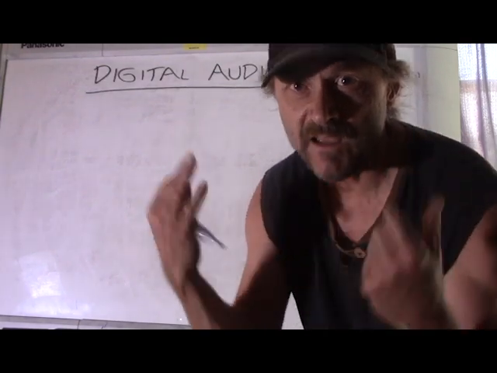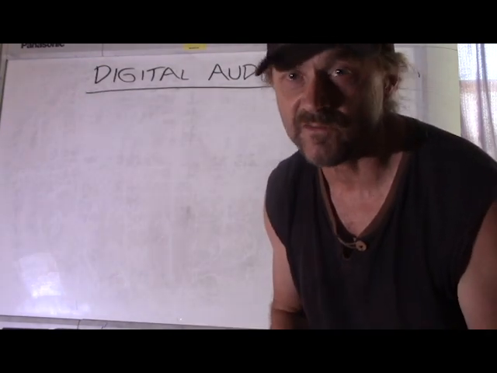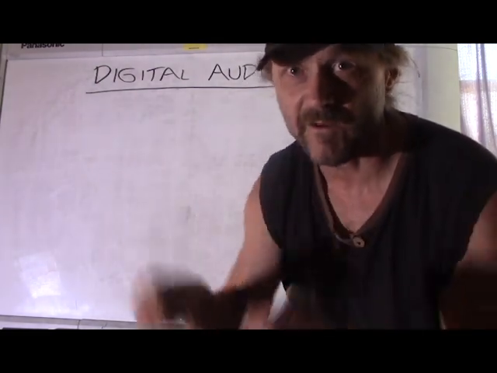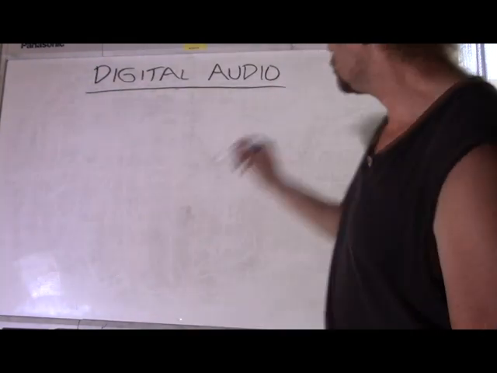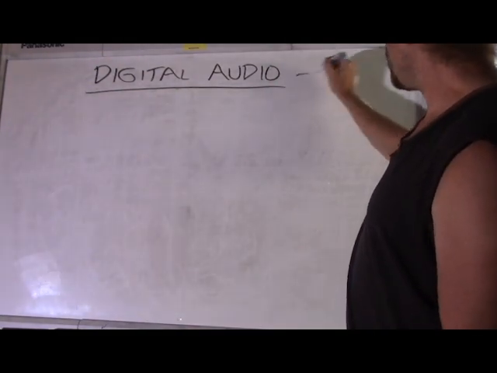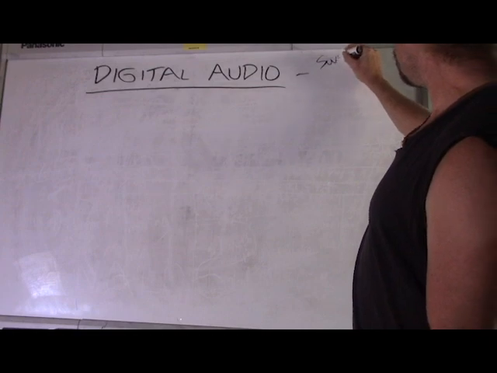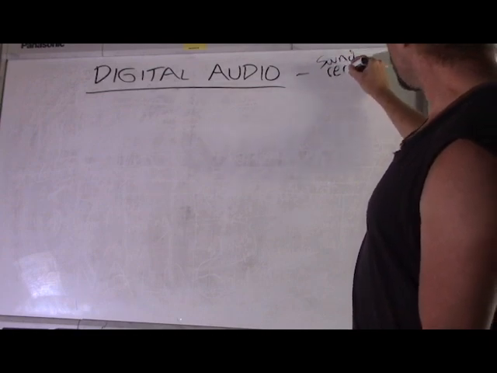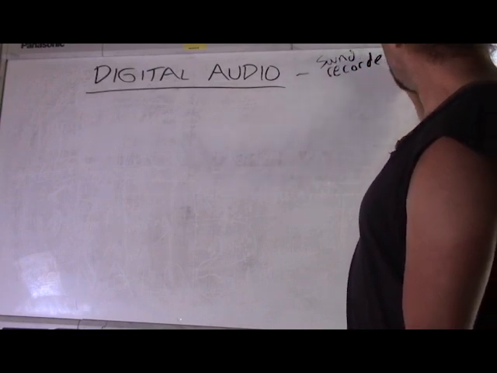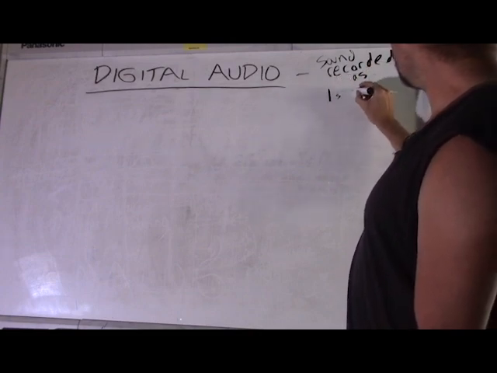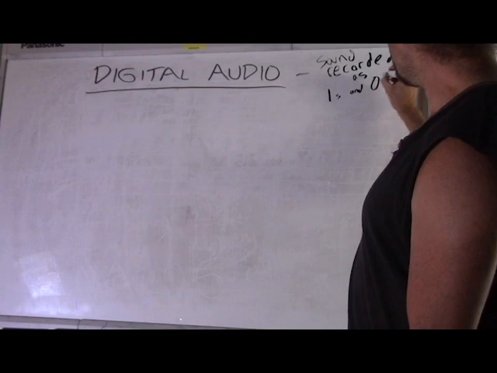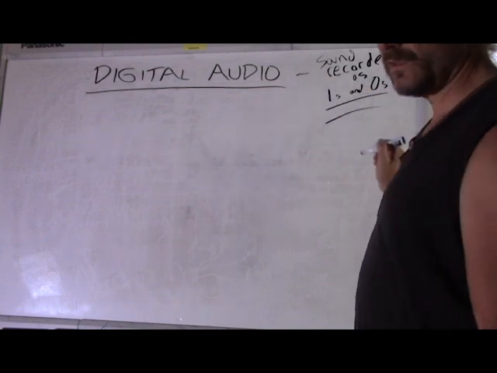We count 1, 2, 3, 4, 5, 6, 7, 8, 9, and then 0, for 10 digits. A computer counts to 1, and then it's back to 0, and they have to carry the 1. We're not going to get too far into that right now, but just remember, digital audio means sound recorded as ones and zeros, and that's it.